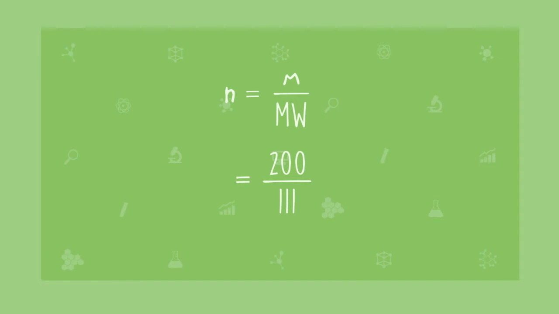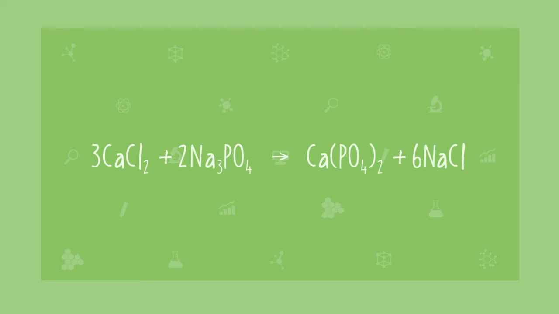Now we can put this number back into the equation to get the number of moles. N equals 200 divided by 111, which gives me 1.8 moles. So we only have 1.8 moles of the calcium chloride, and the recipe's calling for 3, so we'll need to scale everything to adjust it for this amount. This is the tricky step, so eat some chocolate now.